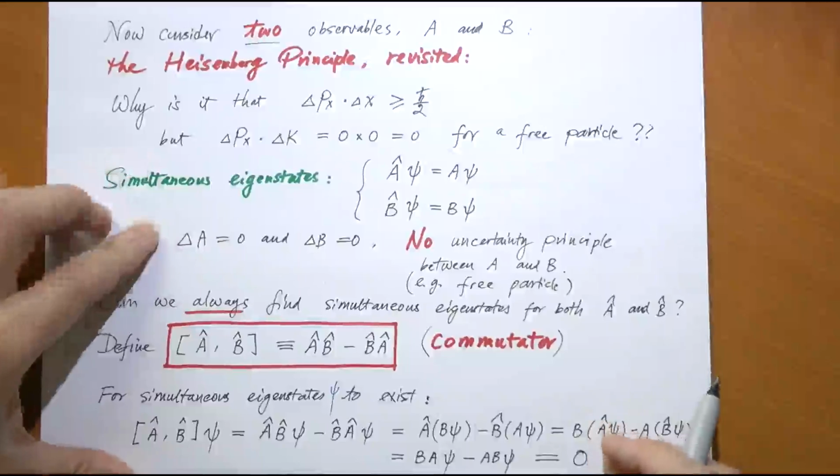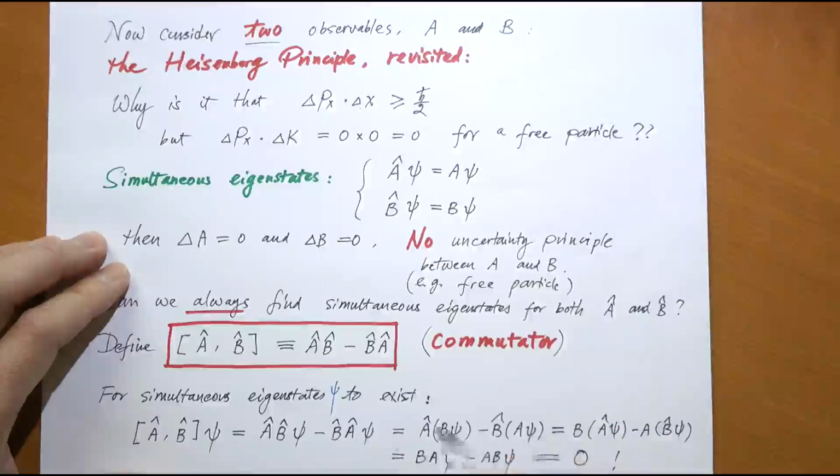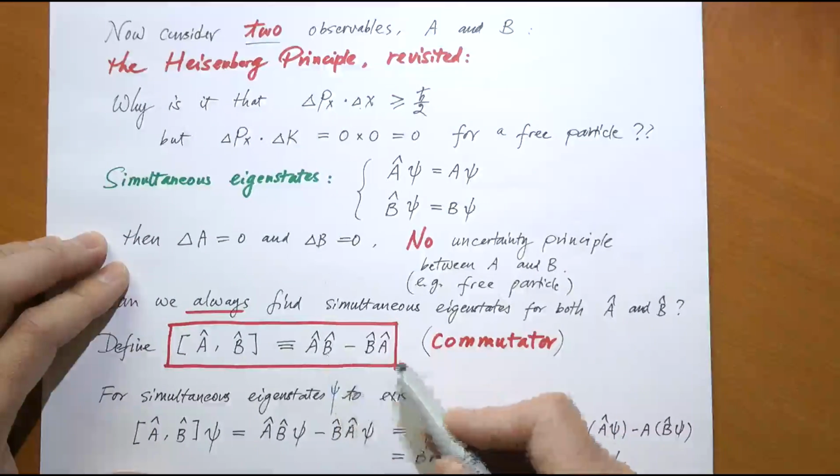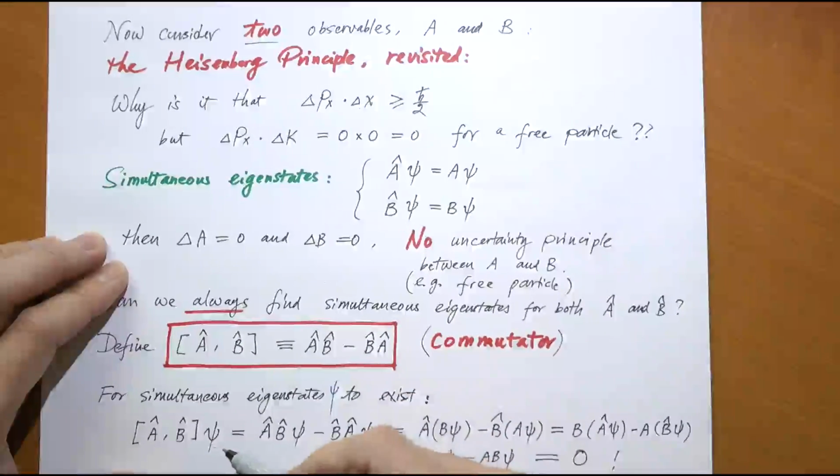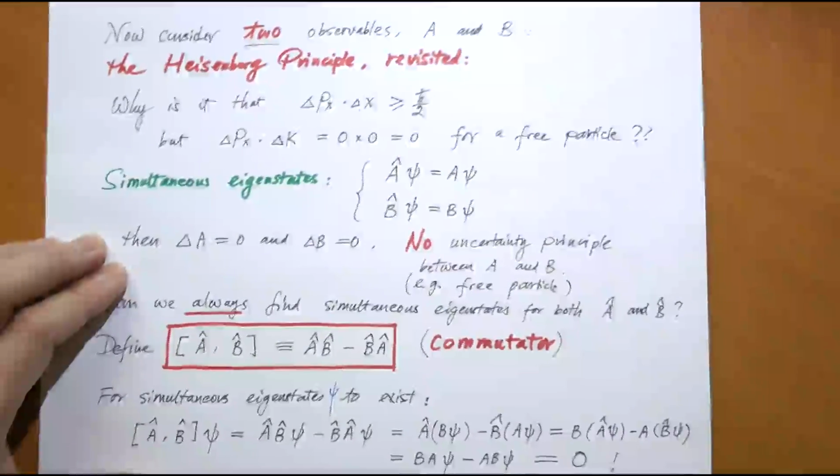So what does that mean? It means if you can find a simultaneous eigenstate for both operators A and B, then the commutator of A and B operating on this particular simultaneous eigenstate must be 0. Okay, that is the condition for simultaneous eigenstates to exist. The commutator acting on that state must be 0.